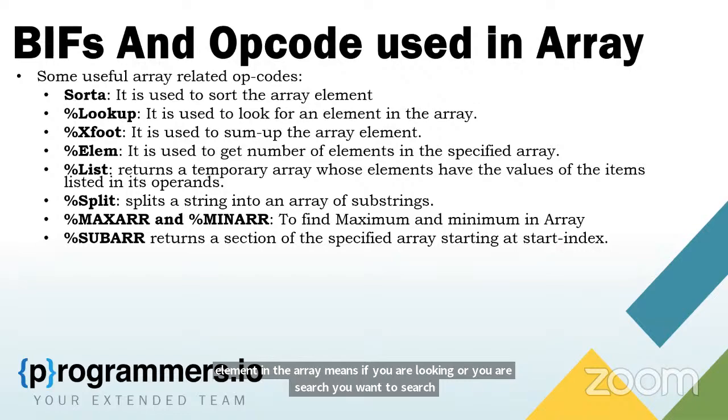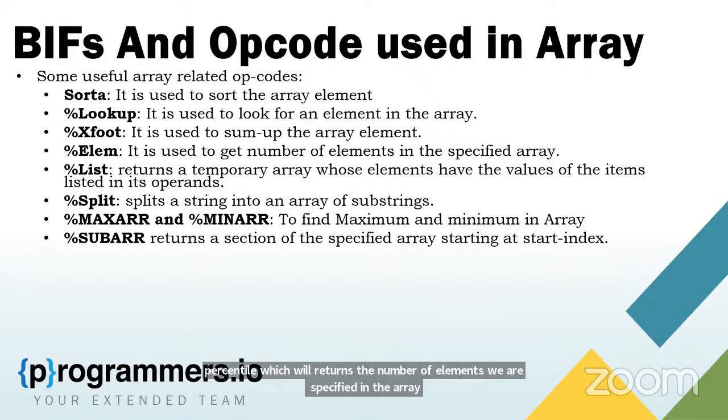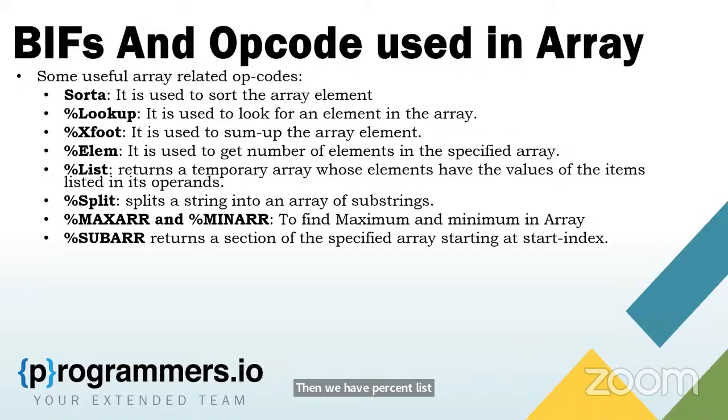The next one is %XFOOT, which is used to sum all the elements in the array. Then %ELEM, which returns the number of elements specified in the array. Then we have %LIST, which returns a temporary array whose values are the items listed in the operand. The next one is %SPLIT. It splits a string into an array of substrings, where all the values are declared in a string, and we split it into substrings.